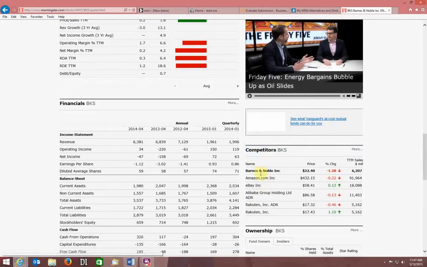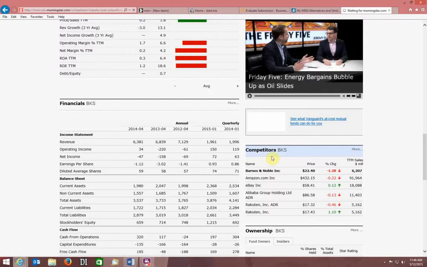There's some information over here which is kind of cool. Here are competitors for Barnes and Noble, right? Look at that. They're considered to be competitors to Amazon, to eBay, to Alibaba, which just went public. Rakuten, I don't know what that is. It's an ADR, so it's a foreign company. And you can click more, and it would bring you up a whole page. Okay, and you might find some, if you looked at them, that are more directly related to Barnes and Noble.